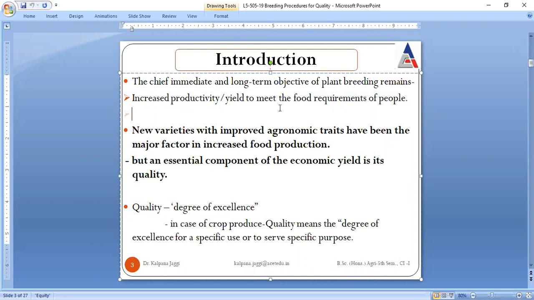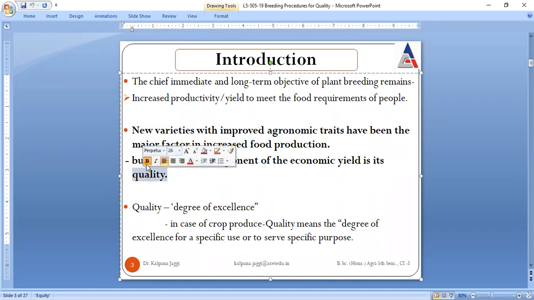Now, how would the yield be increased? When we go for the creation of new varieties, and when those new varieties have improved agronomic traits, they play a major role in increasing food production. But while we are going for the increase of yield, a very important component of the yield is its quality.